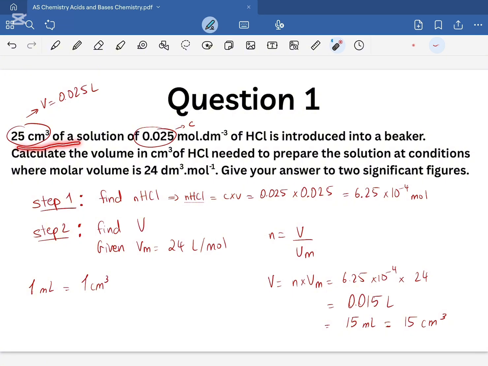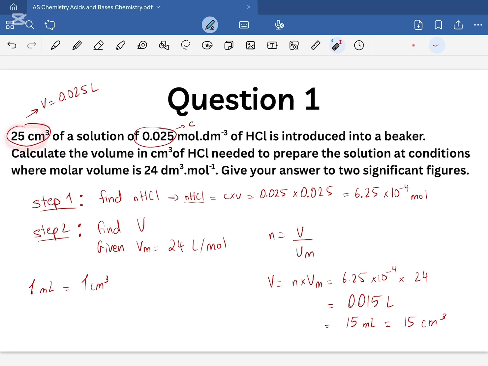25 milliliters of a solution of 0.025 M of HCl is introduced into a beaker. Calculate the volume in centimeter cube of HCl needed to prepare the solution at conditions where the Vm, the molar volume, is 24 decimeter cube per mole, and give your answer to two significant figures.